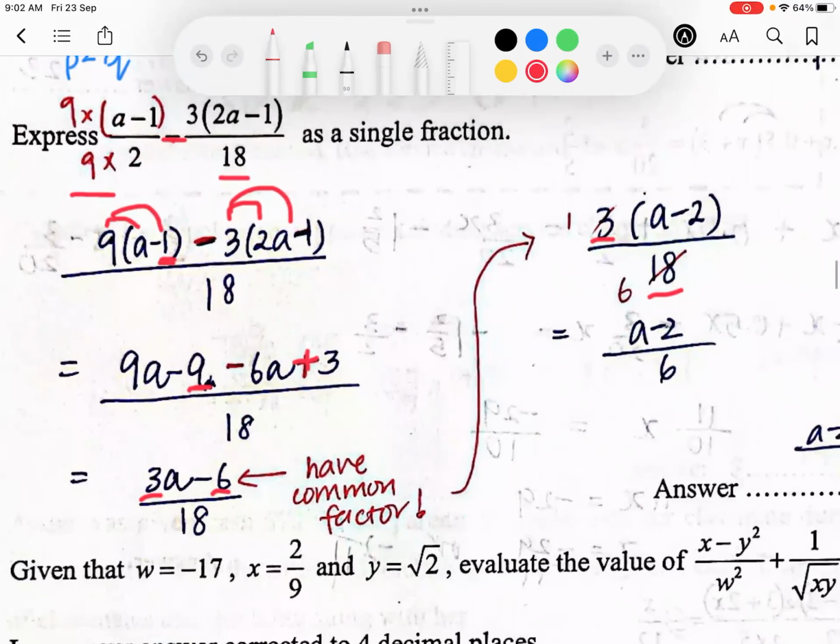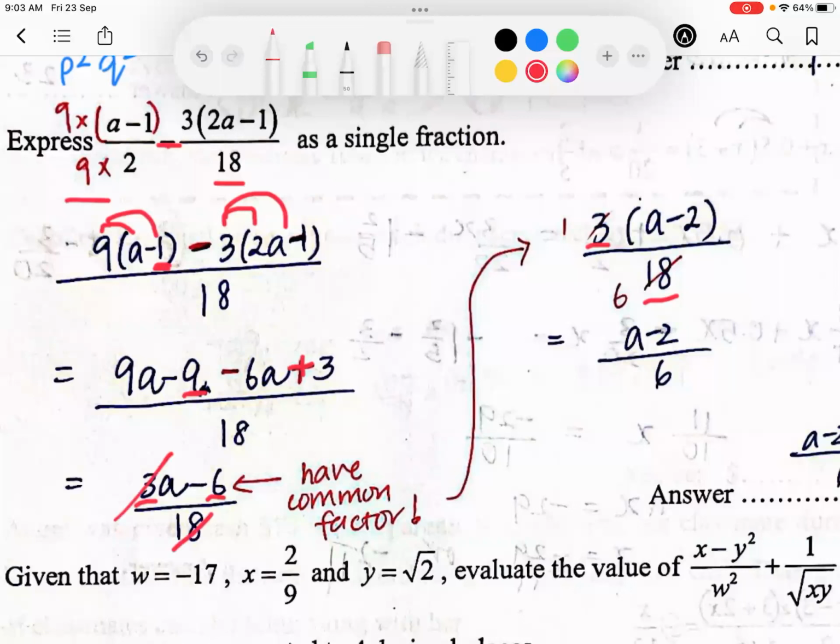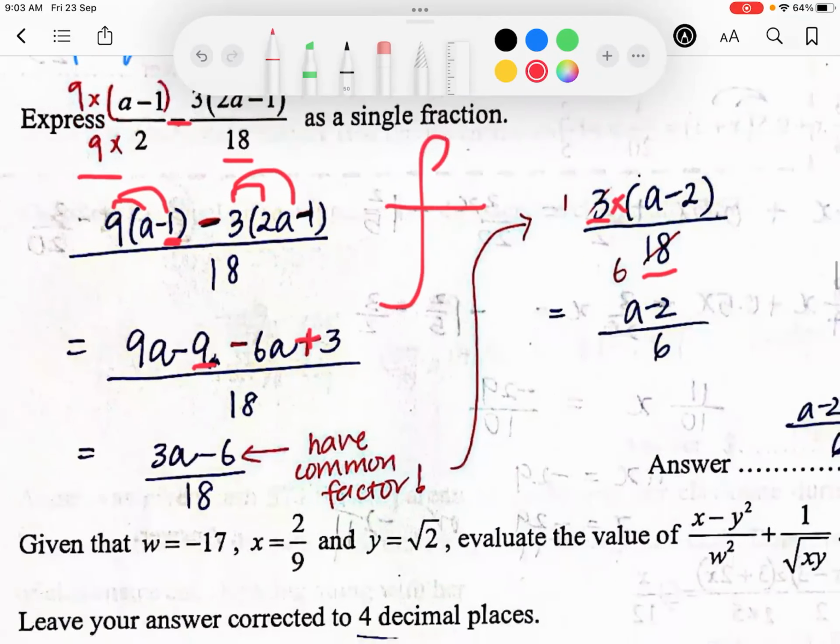Please do not cancel individually 3 with the 18 and 6 with the 8. That is not correct. Always factorize. Full factors ready, then you cancel. You cannot cancel individually because this sign over here is addition or subtraction, it is not multiplication. Only when it's factorized, it is multiplication, then you can cancel items.